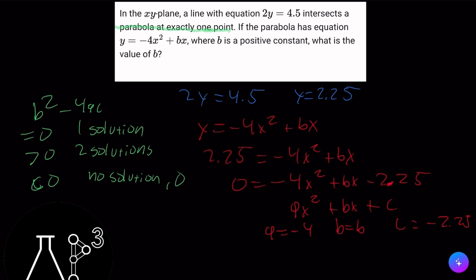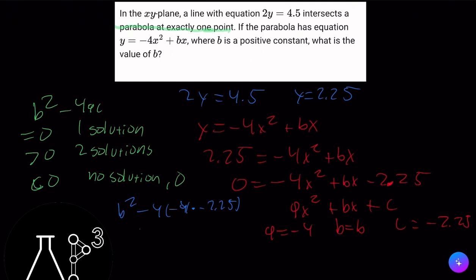So in this example, b squared is just b squared minus 4ac. Our a value is -4, and our c value is -2.25. So we do -4 multiplied by -2.25, we get a positive number. What is that positive number, I'd be asking? That is positive 9.